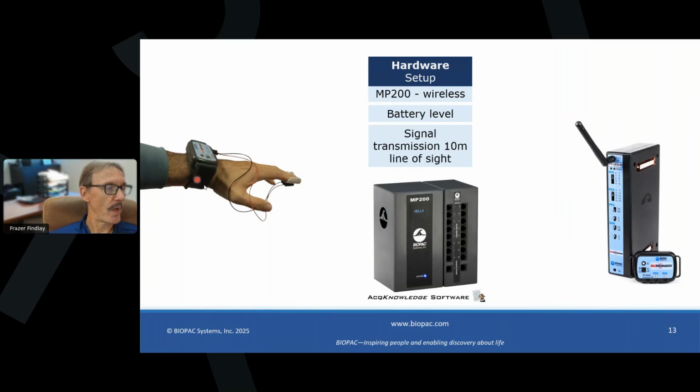The participant wears the transmitter. This is set up for EDA. You basically have 10 meters line of sight, so for an in-lab setting, it's usually more than adequate. And it just gives your participant a little bit more freedom to move around.